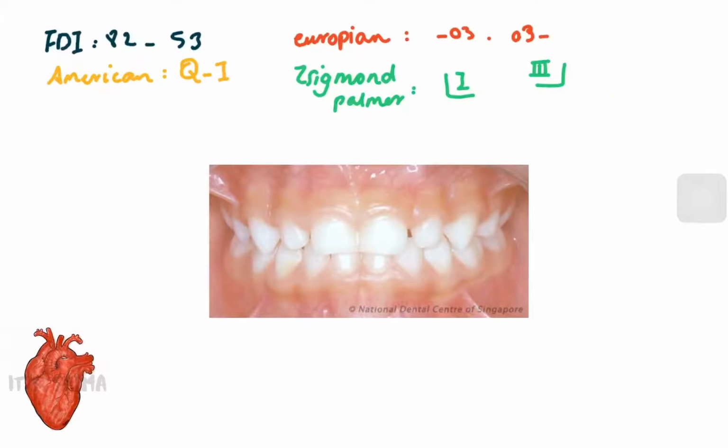Also, please indicate these teeth on this child's teeth. Please pause the video and indicate them for yourself.